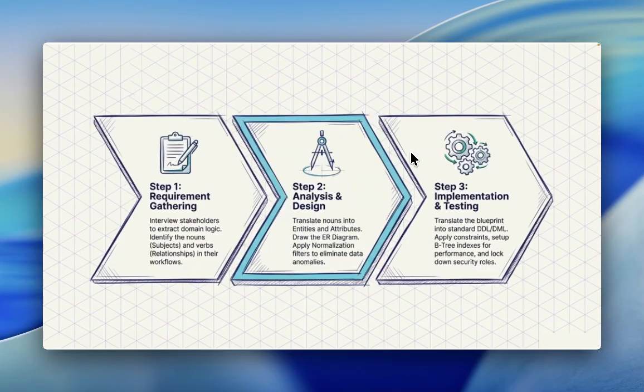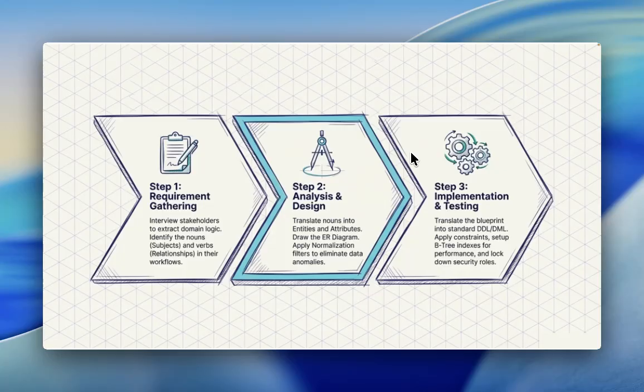You are the architect. AI cannot design a robust data schema if you do not understand entities, cardinality, or temporal data types. Step 1. Requirement gathering. Interview stakeholders to extract domain logic and identify the nouns and the verbs in their workflow. Step 2. Analyze and design. Translate nouns into entities and attributes. Draw the ER diagram. Apply normalization filters to eliminate data anomalies.